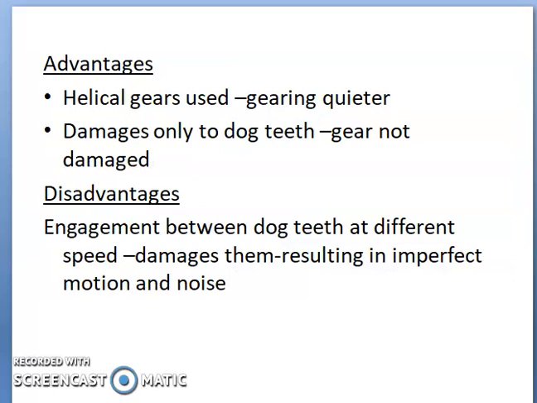So the advantages of this gearbox are, since helical gears are used, the gearing is quieter, and even if damage occurs, it occurs only to the dog teeth and the gear wheels are not damaged. The disadvantage is, when we are engaging, the dog teeth are at different speeds. So if you are engaging by moving the collar, it may result in slight damage to the dog teeth. So this results in imperfect motion and noise in the long run.